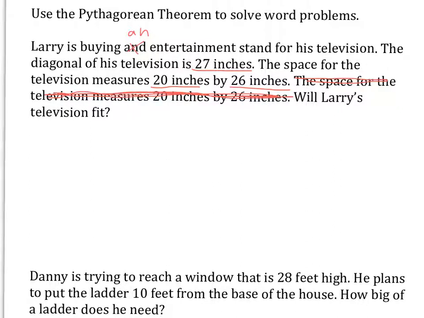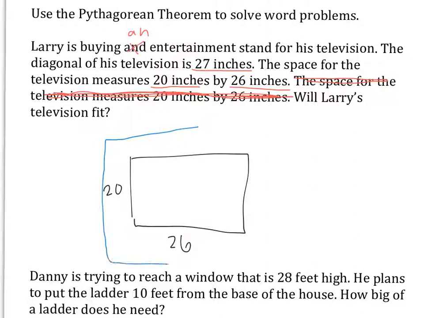Will Larry's television fit? So let's draw a picture. I'm going to draw the television, and it measures 20, right here. It measures 20 by 26. And then there's an entertainment stand that goes around it, like this. But the diagonal here is 27. So what we need to do is make sure that the television will fit. My drawing now has it fit in here, but we don't know exactly if it will fit. We have to test that out.